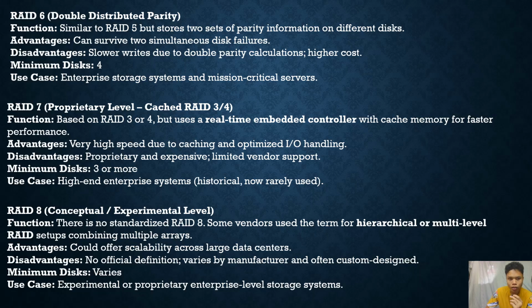Next is RAID 7, the proprietary level, or cached RAID 3/4. It is based on RAID 3 and 4. It uses a real-time embedded controller with a cache memory for faster performance. And its advantage is very high speed due to caching and optimized input/output handling.